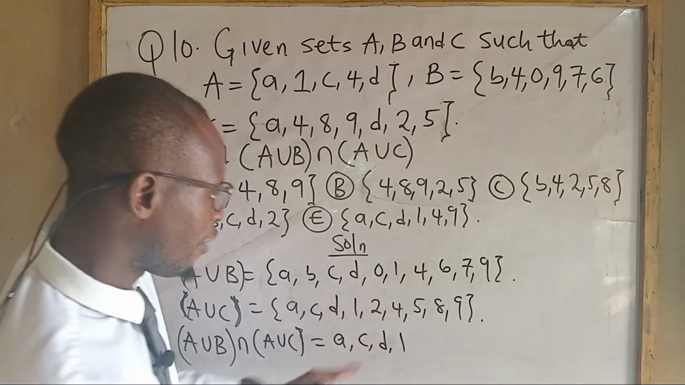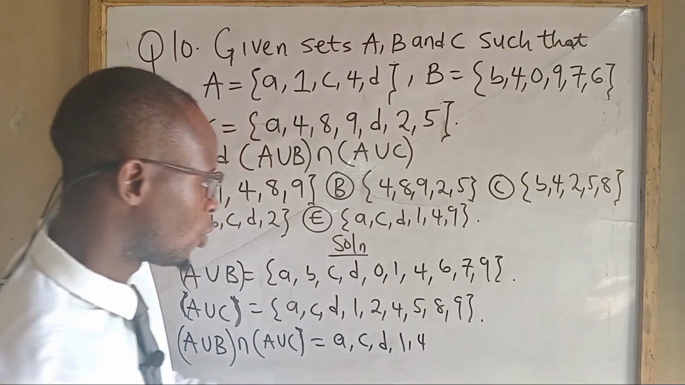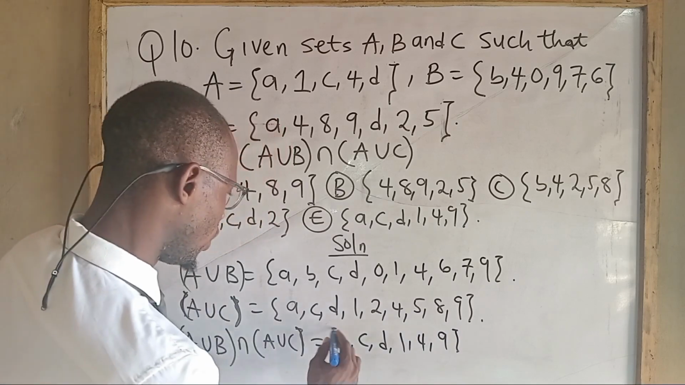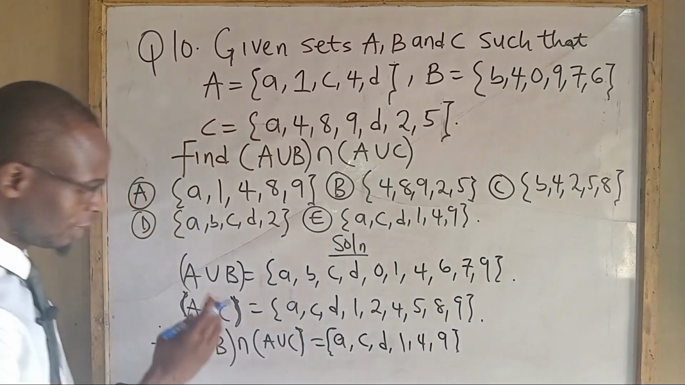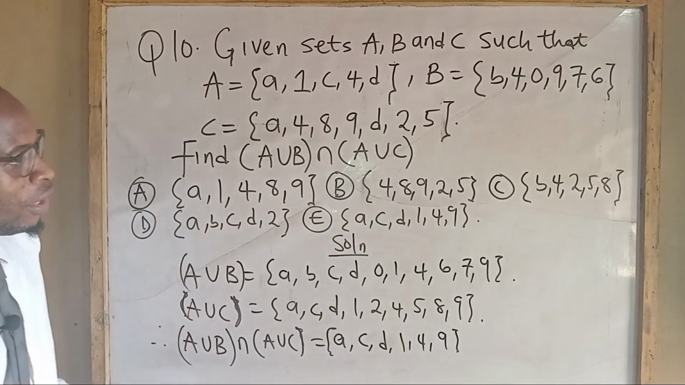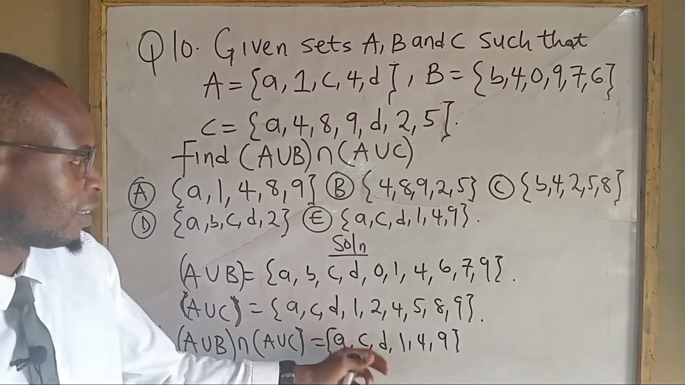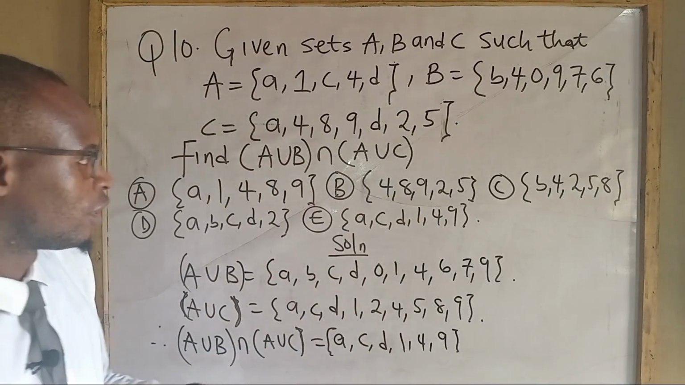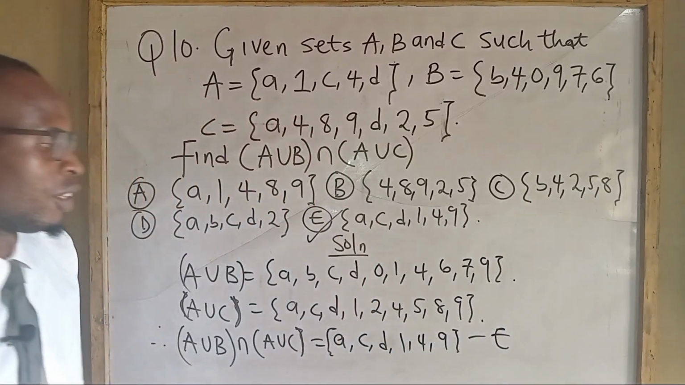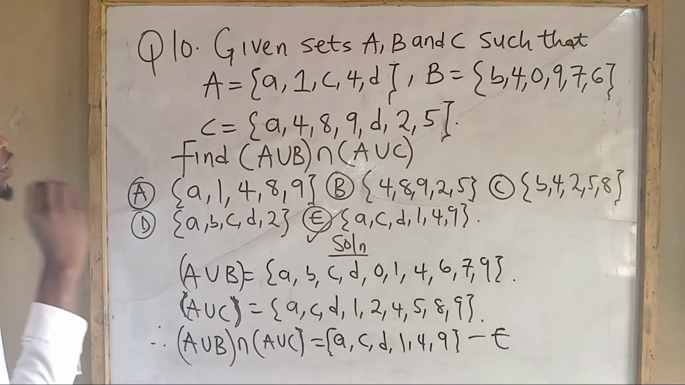Then we have what again? We have 4 common to them. That's a common element. Then we also have what? 9 common to them. So these are the elements that are common to A union B intersection A union C. So this is our final answer. So let's check the options out. Option C does not merge with this answer. Option E goes along with this answer. So our answer is what? E. And that's all.